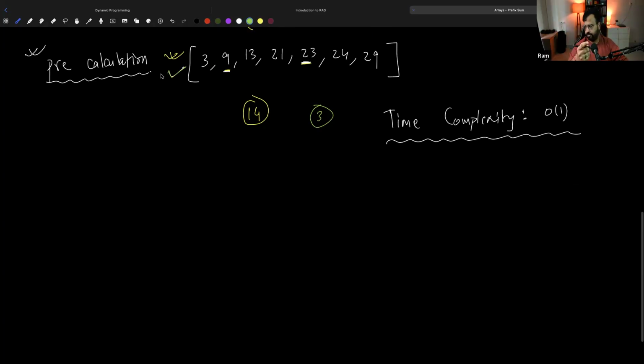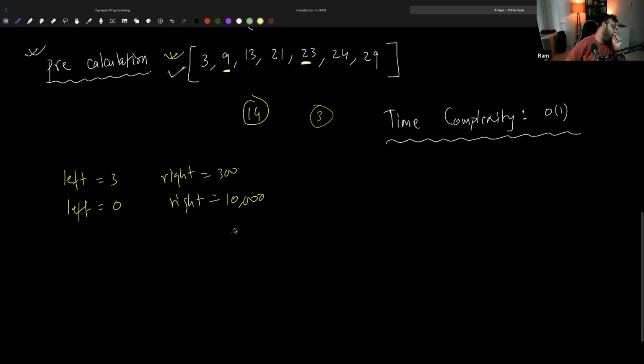If you are running a loop, suppose left is at 3 and right is at 300, then how many operations are you doing? 297 operations. Suppose left is equal to 0 and right is at 10,000, if you write a loop, then you are going to do 10,000 operations. If left is equal to 0 and right is at 1 million, then you are going to do 1 million operations.